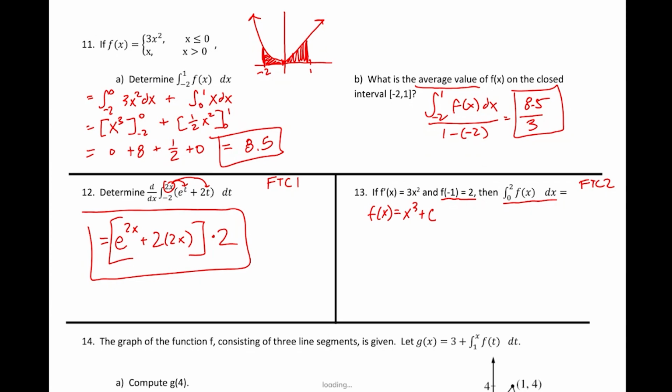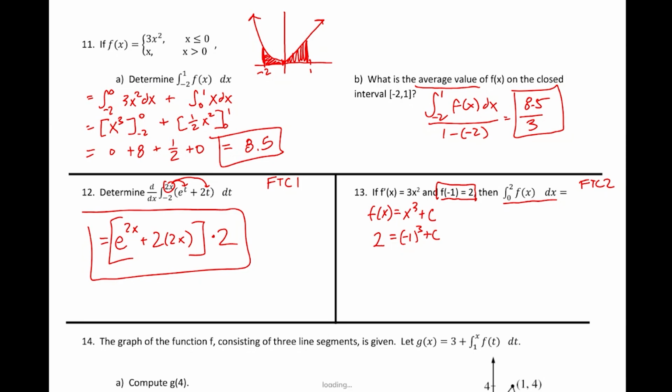And so to do that, we use this other point that we found, f of -1 is 2, to say, okay, well, if f of -1 is 2, that means 2 equals -1 cubed plus c. -1 cubed is -1, so we have 2 equals -1 plus c. And if I add -1 to both sides, hold on.